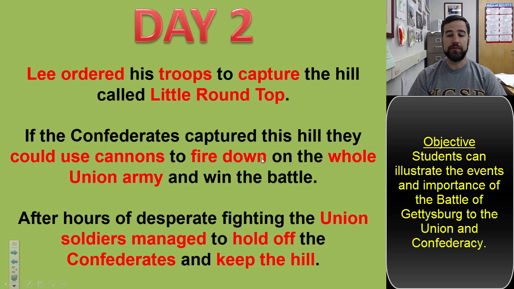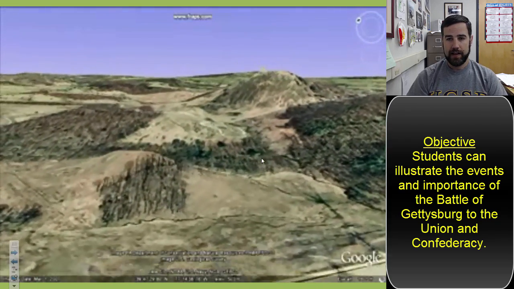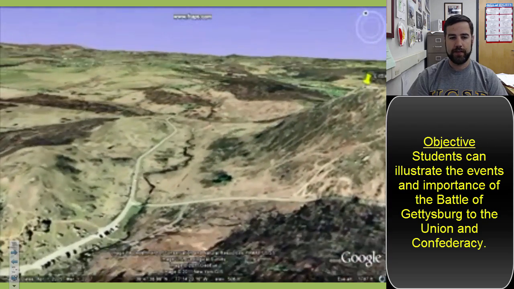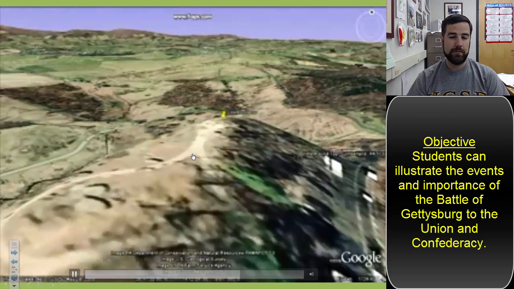And that's probably going to be one of the most important events of the entire Civil War, and it's going to take place on that second day. So here you can see the hill and the path right here that the Confederate Army would have to take. And so when we talk about it, yeah, it's a pretty big hill.